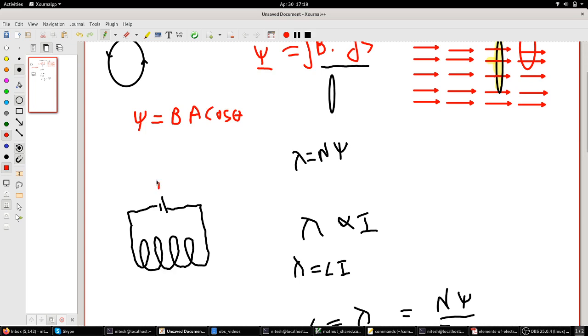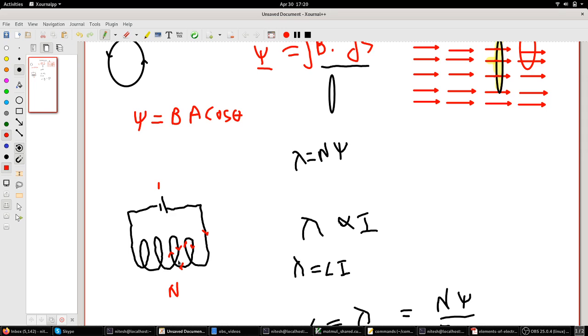Okay, so now if instead of just one turn, one loop, I have multiple turns, n turns, and if I connect a battery to this particular n turns, let's assume that there are n turns, and this is the flow of current. It will flow in this direction, something like this.